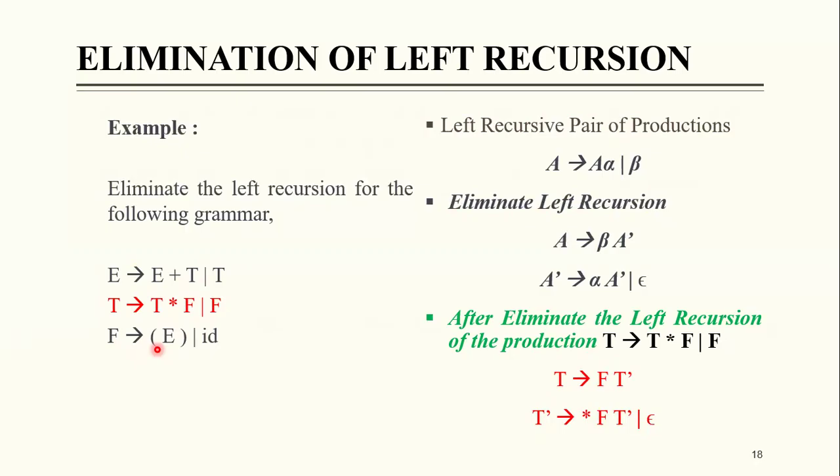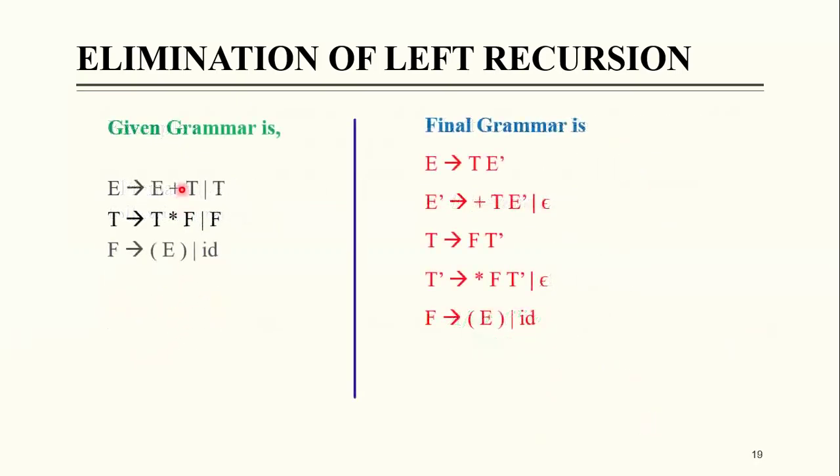And next, for the given input grammar, E derives E plus T or T, T derives T star F or F, and F derives bracket E or ID. After eliminating the left recursion, we got this grammar: E derives T E dash, E dash derives plus T E dash or epsilon, T derives F T dash, T dash derives star F T dash or epsilon, and F derives bracket E or ID.